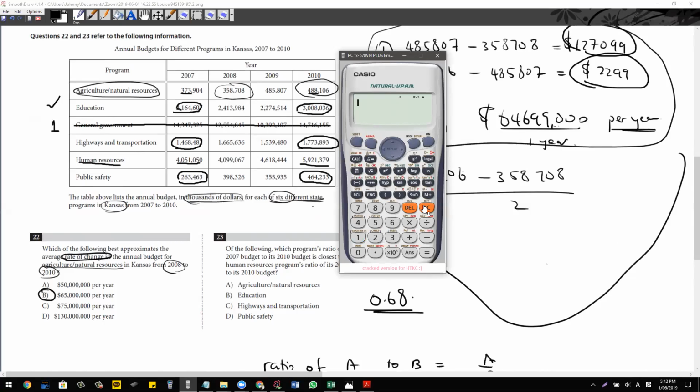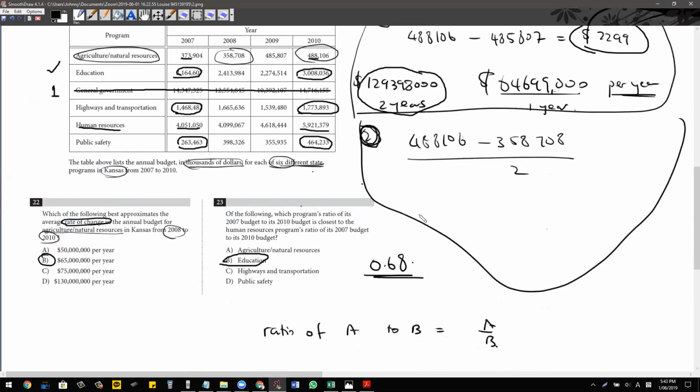So you go this one divided by that, 263 divided by 464. Oh, that's too low. So it's education. That was like 0.71, and this is 0.68, so this must be the closest one. So it's 2.164 divided by 3.008, or you can do 2,164 over 3,008, it doesn't matter. They're all the same ratio. So I think the answer is education.